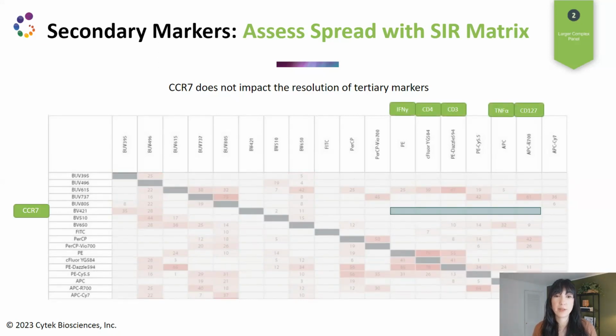I've placed that on BV421. So we're going to look in the row for that. And we're going to look across the row for BV421, and we're going to compare it to the tertiary markers that we have already placed. And we can see that the box doesn't have any value in it. So the value is really 0. And so this is good because our CCR7 is not going to impact the resolution of any of the tertiary markers that we have placed. So we like this placement here.